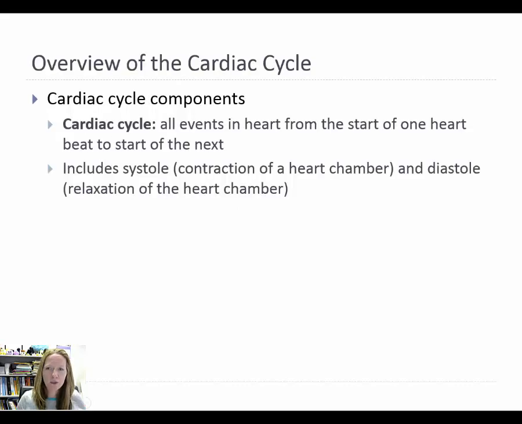So let's go ahead and define what cardiac cycle is. The cardiac cycle is going to be all of the events in the heart from the start of one heartbeat to the start of the next heartbeat. And this cardiac cycle does not last very long. It's less than a second, so it's about 0.8 seconds. And what it includes is something called systole and diastole. And I introduced these to you a couple of videos ago where I talked about how systole is going to be when the heart chambers are contracting, and diastole is going to be whenever the heart chamber is relaxing.